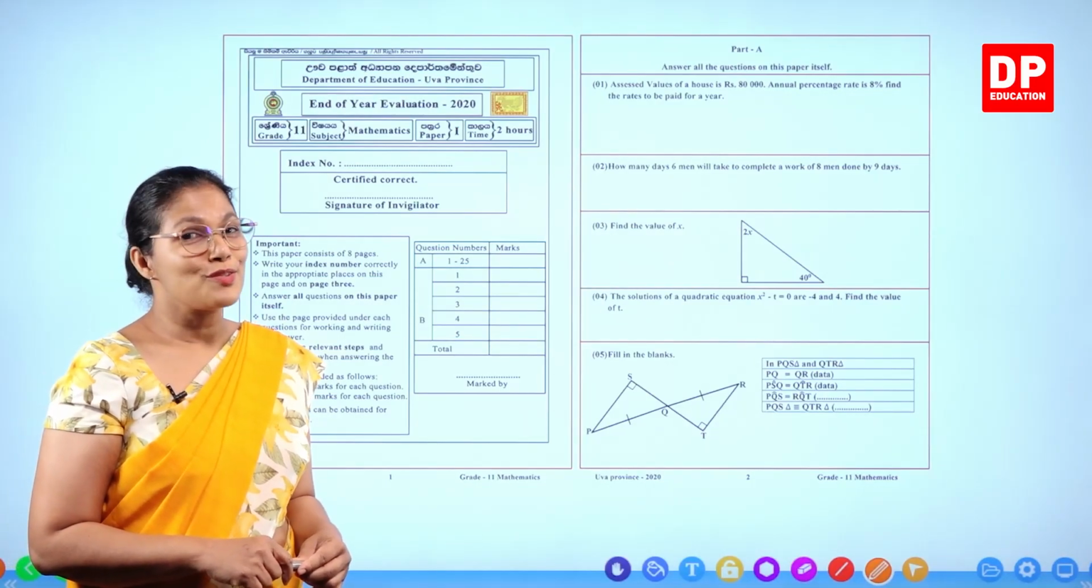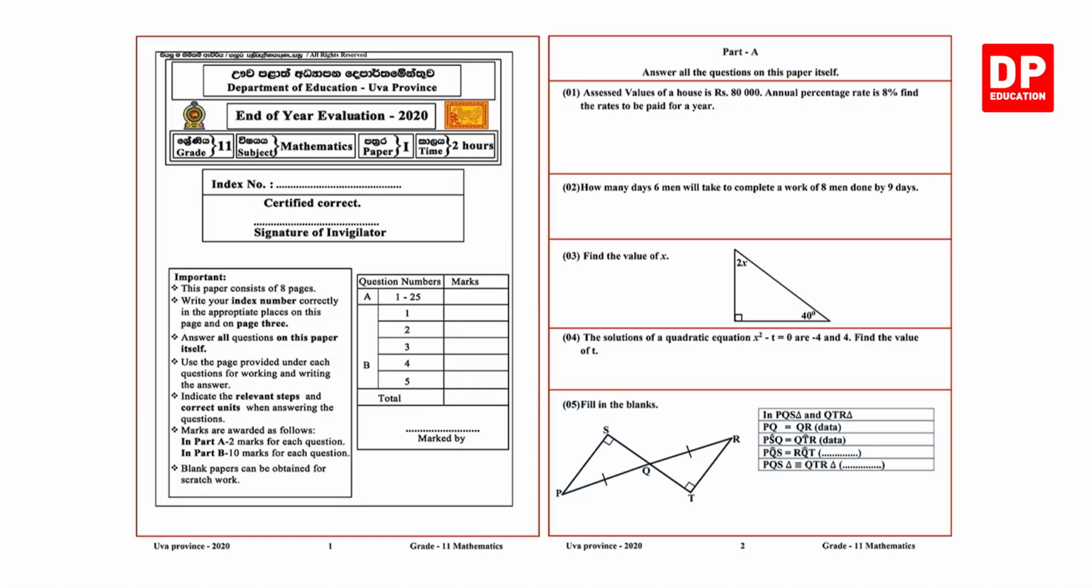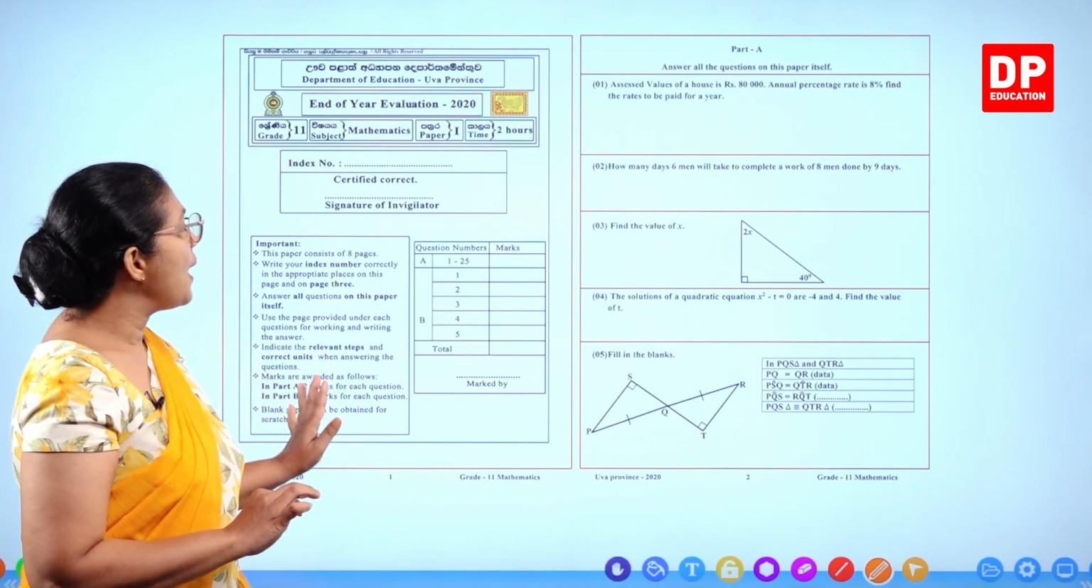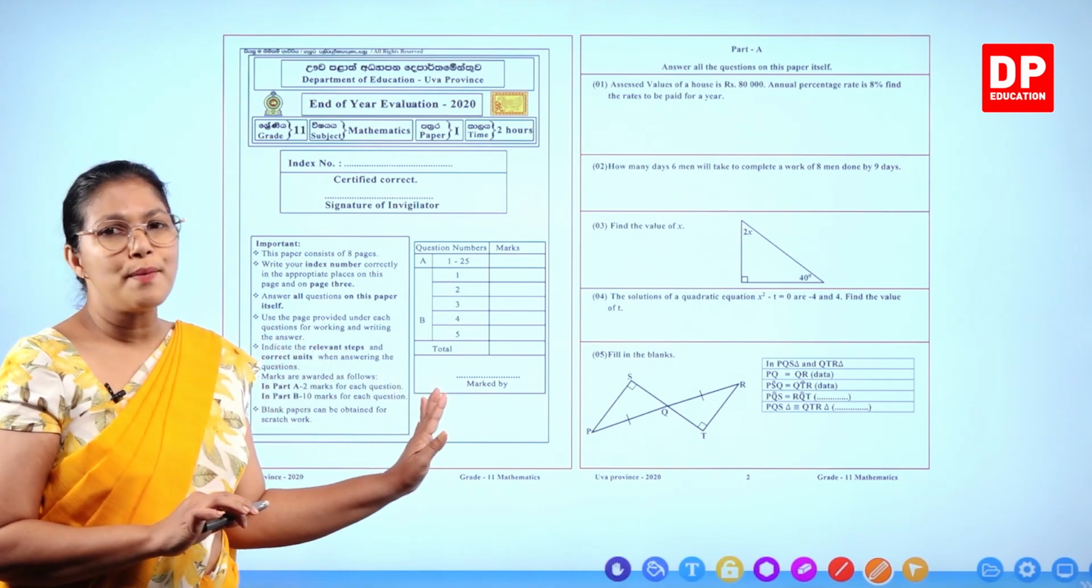Hello O-level students. Today I am going to do the Year-End Evaluation 2020, Department of Education, Over Province paper. So this is paper 1. You get 2 hours for this paper and you already know there are 2 parts for this paper: Part A and Part B.